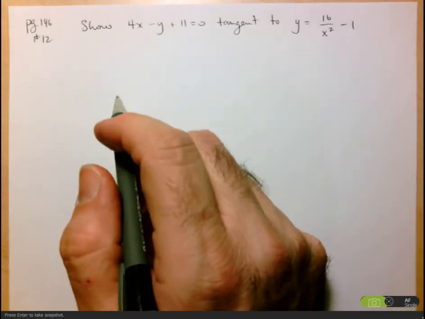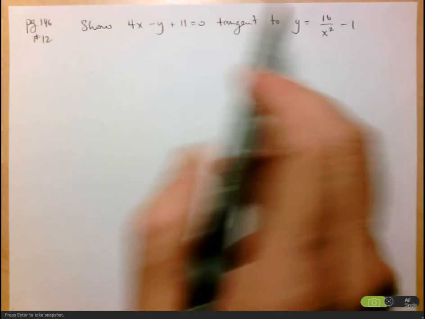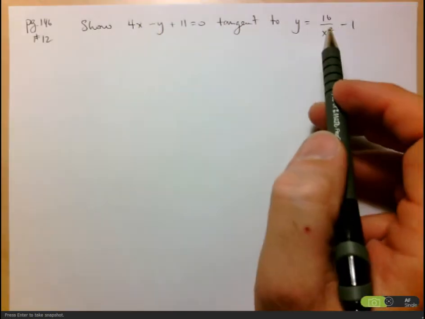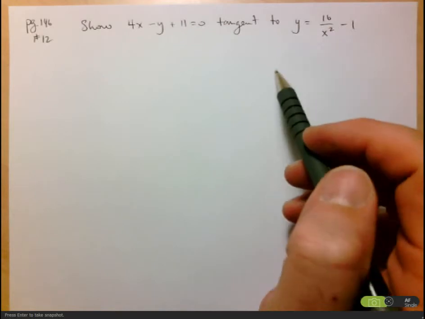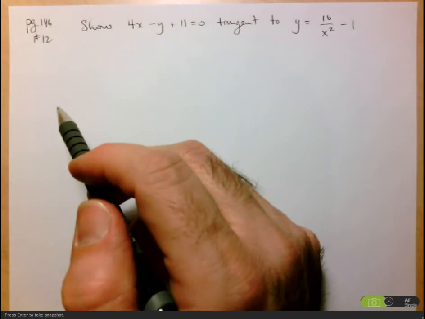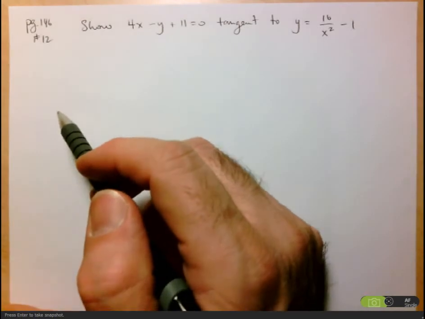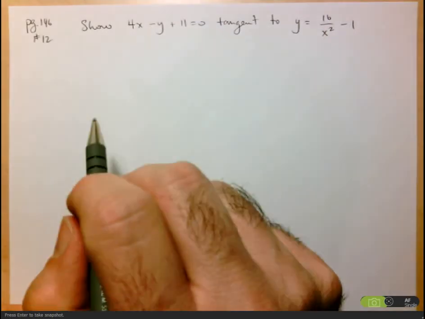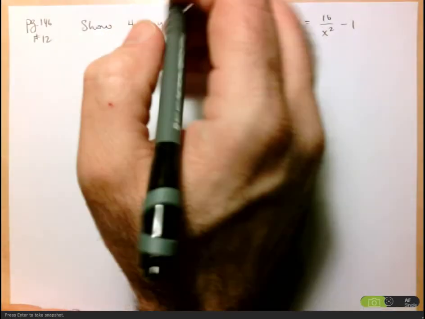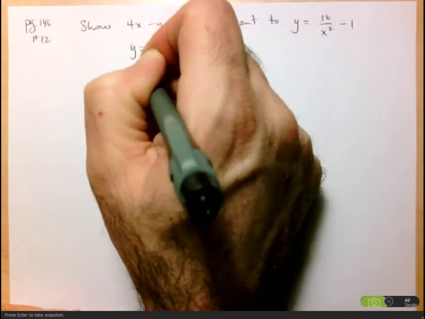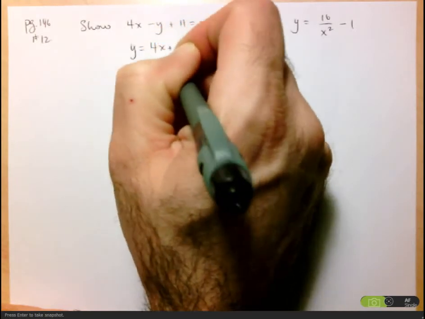Okay, so in order for this line to be tangent to the curve, it means that the slope of the tangent line must be equal to the rate of change of the curve at that point, and they have to share the point at that x value. So the first thing is let's find the x value when this curve has the slope of this tangent. So first I'll rearrange this: y equals 4x plus 11, so the slope of the tangent is equal to 4.